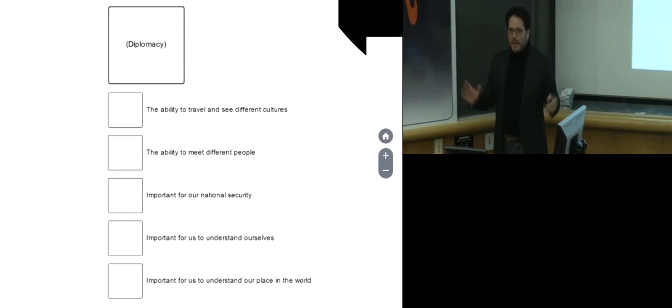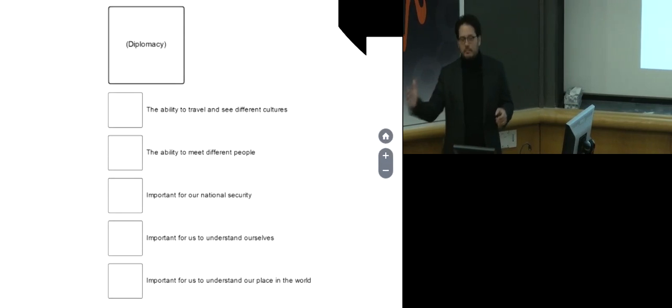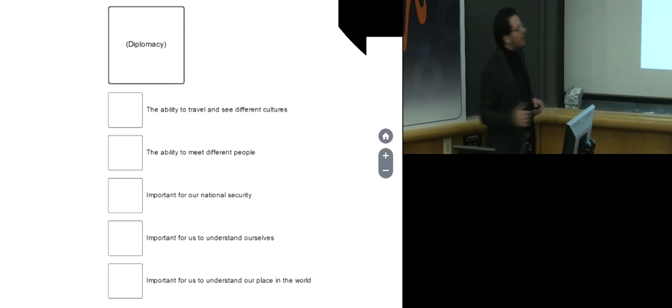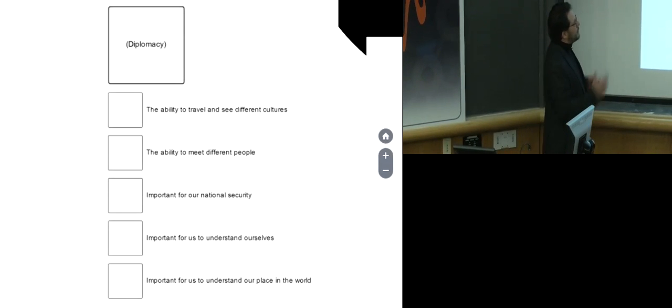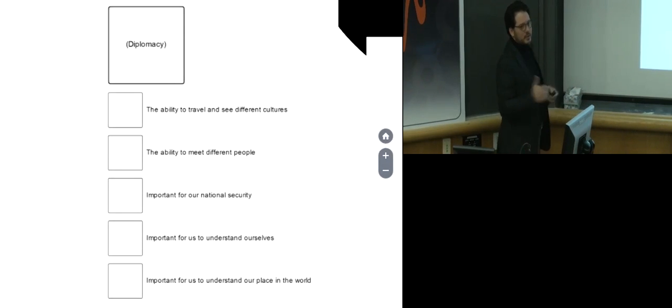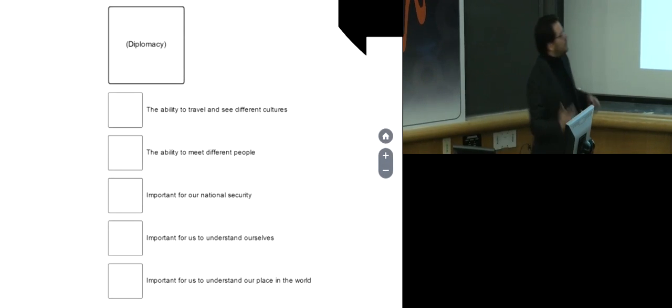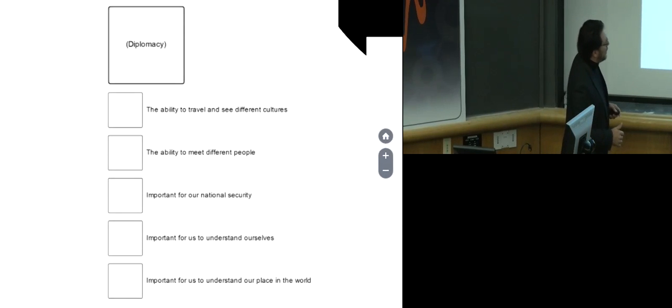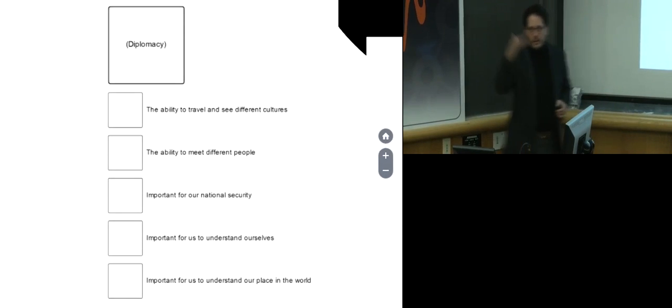So we could unpack everything he said there. We could spend an hour doing that or more. What you see is, again, the three dimensions: the ability to travel, the ability to meet different people. These are processes. These are things that we can practically do. It's important for our national security, right? The topical dimension. How do we define national security?